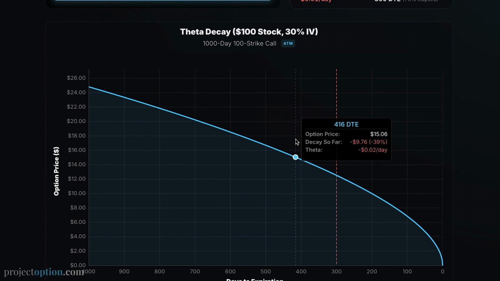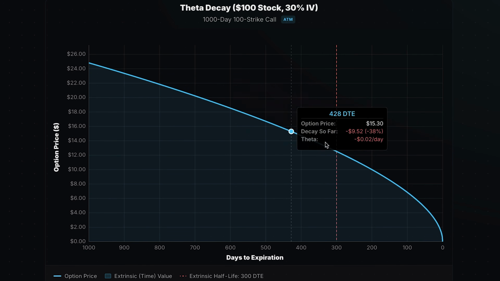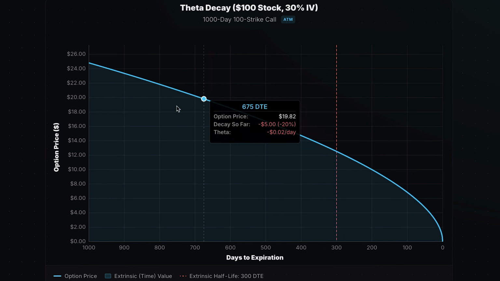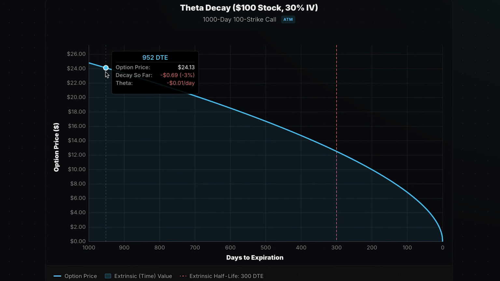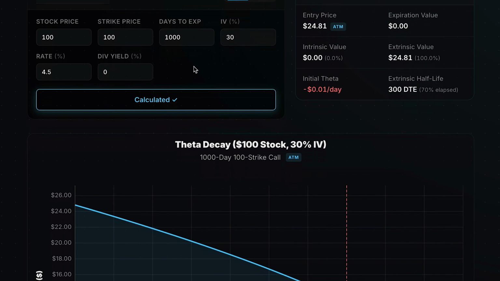And when we look at this call option decay chart, it has the exact same shape as the shorter-term call option, except it's just extended over a much longer time period. But how about for an out-of-the-money option? Let's change the strike price to 120.